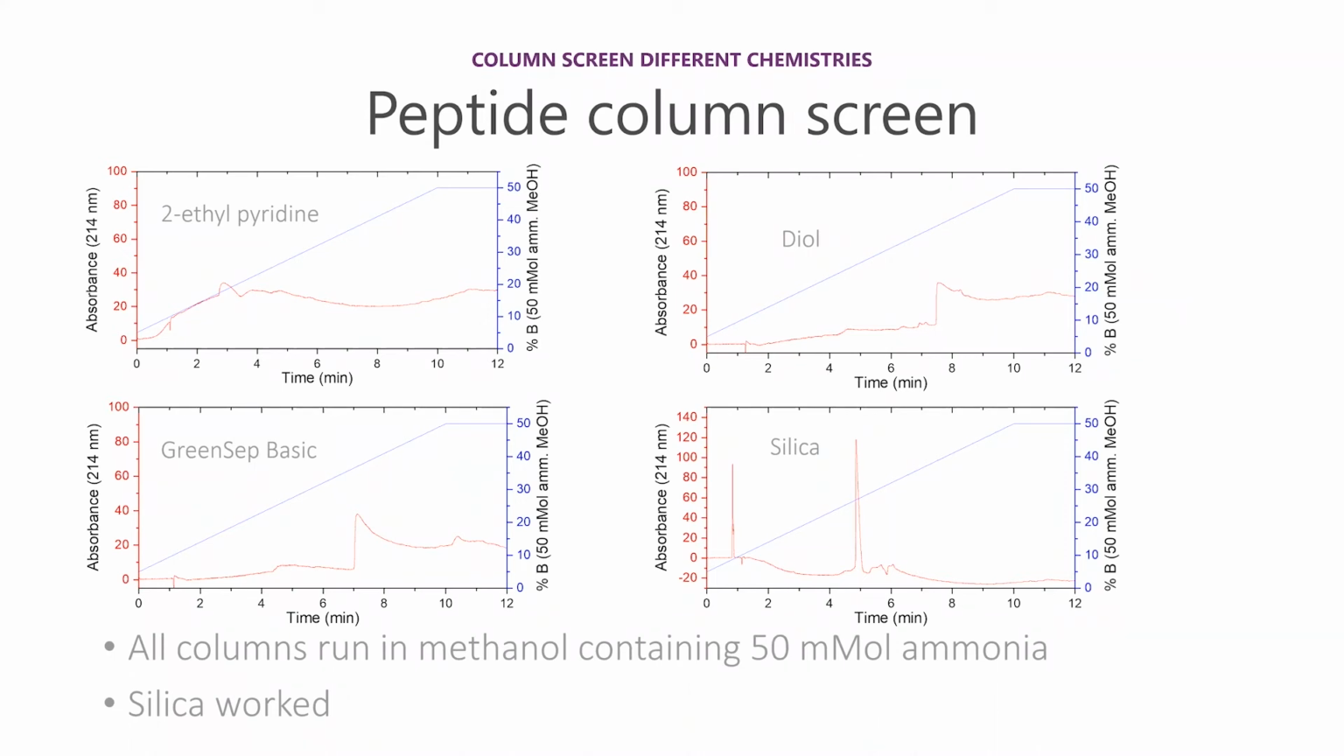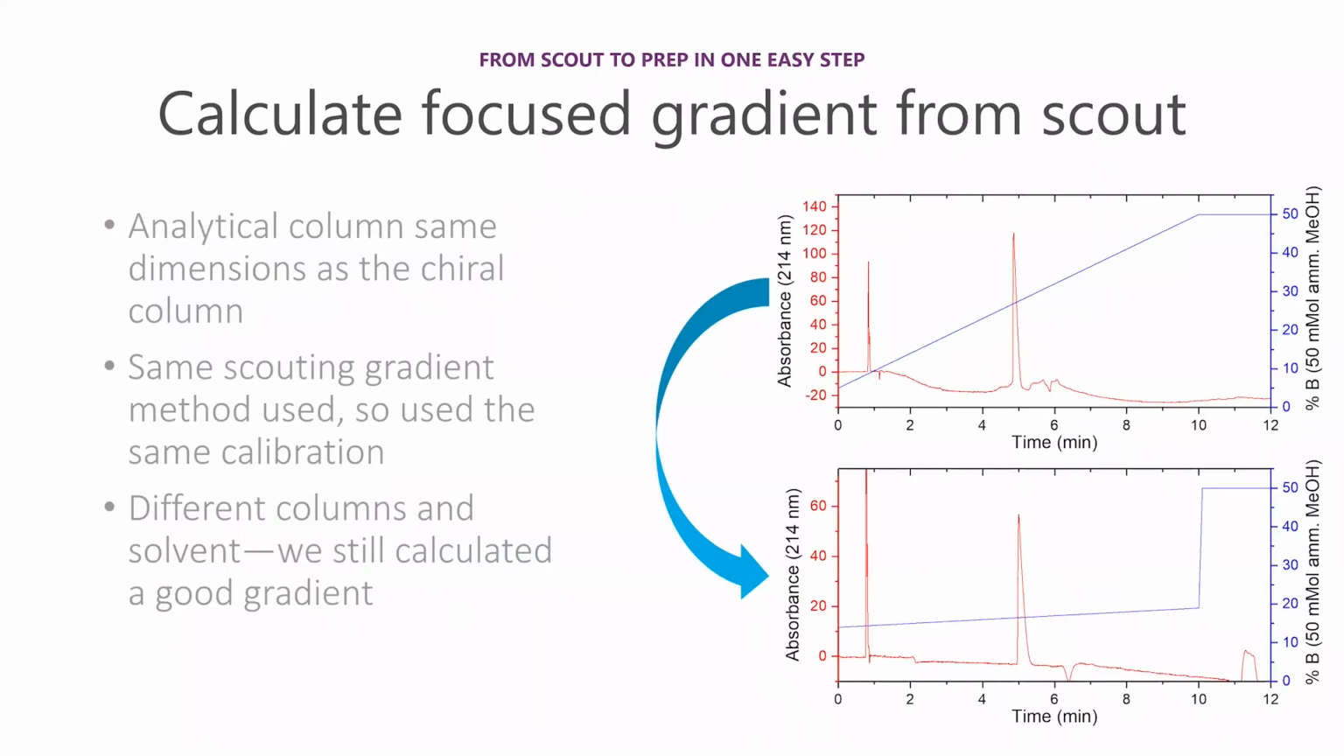The solvent was methanol containing 50 millimole ammonia. It was ammoniated methanol that was diluted and was not ammonium hydroxide. Because carbon dioxide is being used, the silica won't dissolve even though ammonia is part of the mobile phase, as would happen with liquid chromatography. Of the columns tested, only the silica column in the lower right eluted the peptide. The scouting gradient was used to calculate a focused gradient on a silica column, and the peptide was easily run as a focused gradient.